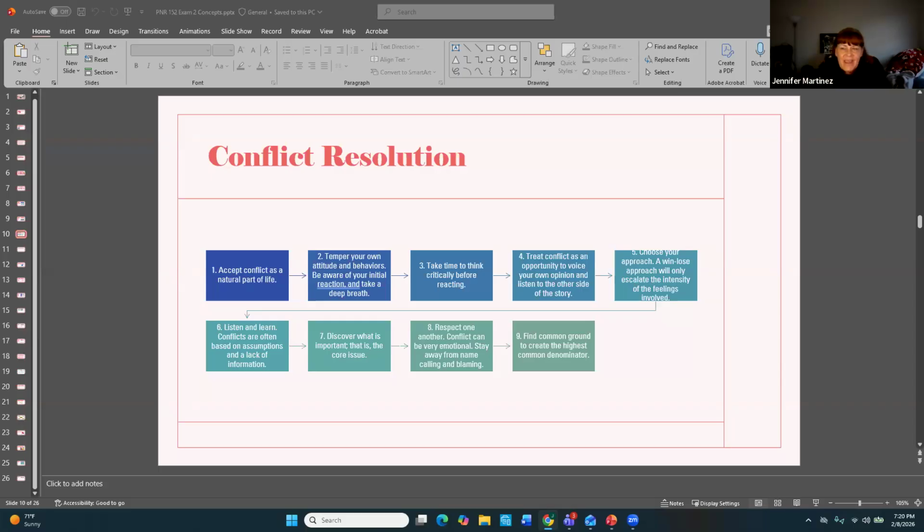Respect one another. Okay. Conflict can be very emotional, and we know that. So always show respect despite anger, despite hurt feelings. Stay away from name calling, stay away from blaming. You want to use those I messages, right? That helps you own your feelings. It prevents people from becoming defensive, and it also lets you own what you're saying. And then find common ground to create the highest common denominator. All right. So again, how can we have a win-win situation?